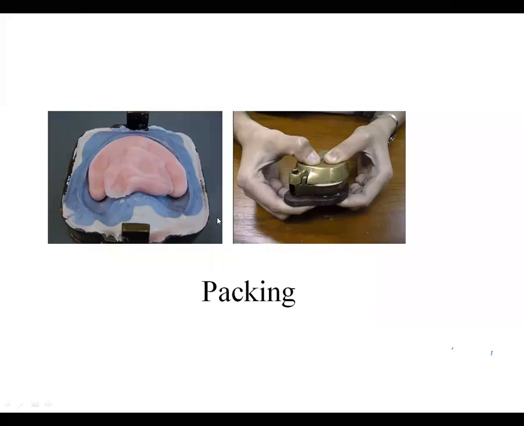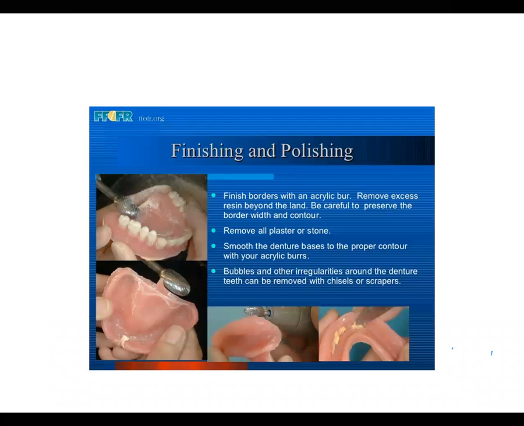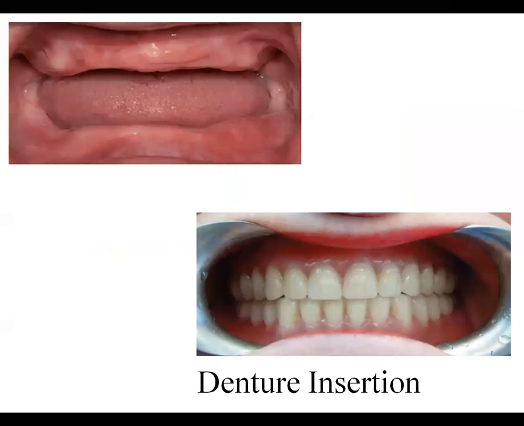After you have done this packing stage, comes curing and retrieval of your denture. Afterwards, we do finishing and polishing to remove all the excess flash which is present. Okay, and the last step is denture insertion. Here again we insert the well polished, finished denture in the patient's mouth.